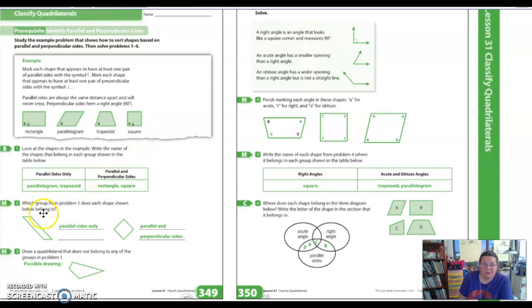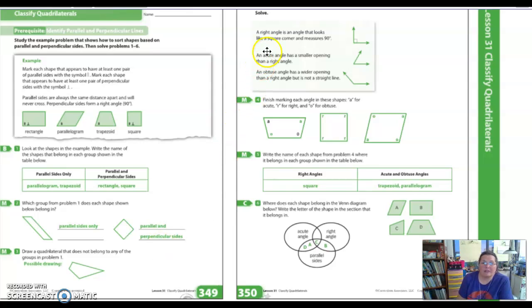On number 2, which group from problem 1 does each shape shown belong in? So this shape right here, which is a type of parallelogram, belongs in parallel sides only. And then we have this shape, which is like a diamond. It's parallel and perpendicular sides. And number 3, we should have drawn a shape something like this that does not have parallel or perpendicular sides.